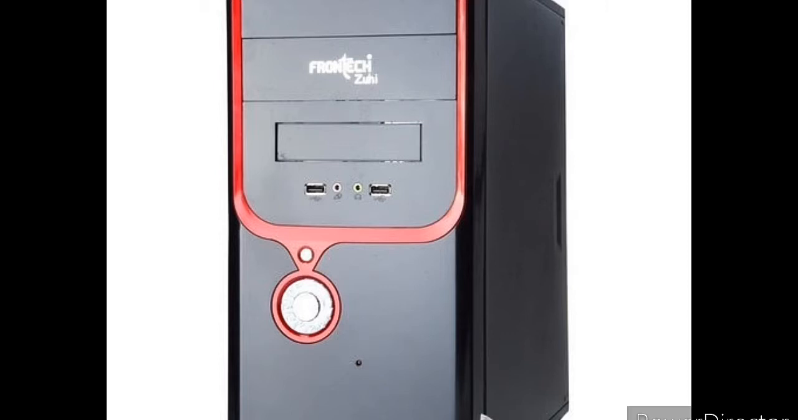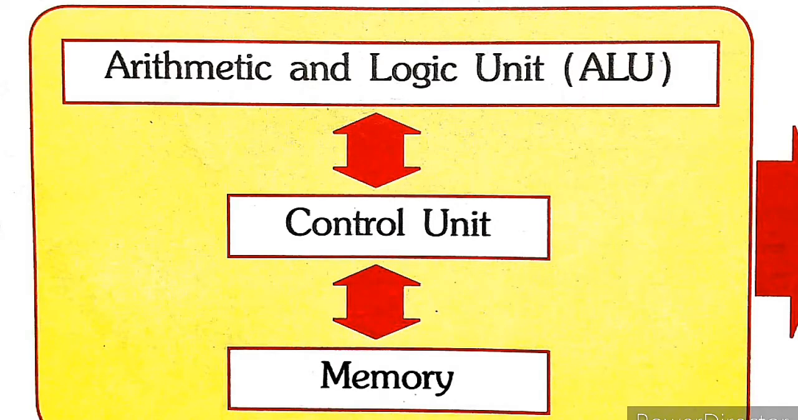Let us understand how the CPU actually functions. Components of a CPU: the CPU mainly contains three components. The first one is the control unit, the second is the arithmetic and logical unit, and the third is memory. The short form of control unit is CU, and the short form of arithmetic and logical unit is ALU.